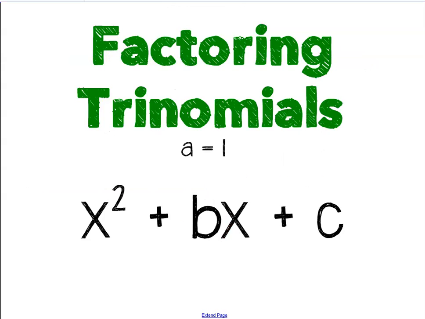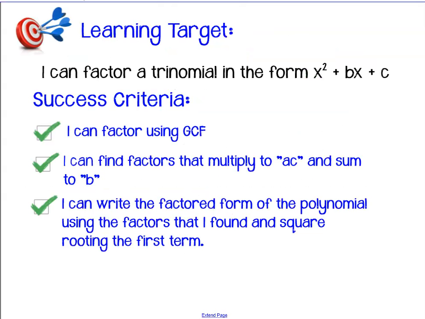So we're going to use that skill today. So here are your objectives. You can factor a trinomial in the form where it's 1x squared plus bx plus c. And b can be any number, and c can be any number, and they can be positive and they can be negative. But always, for just today, the leading coefficient will be 1.